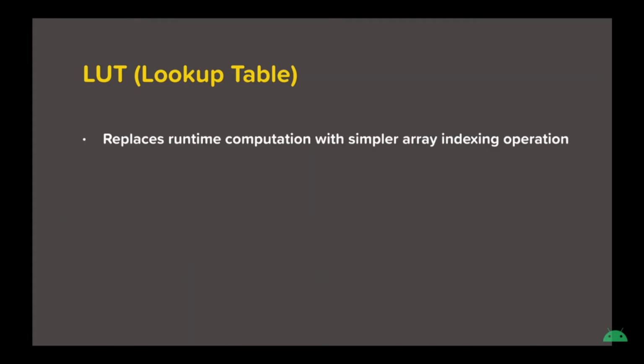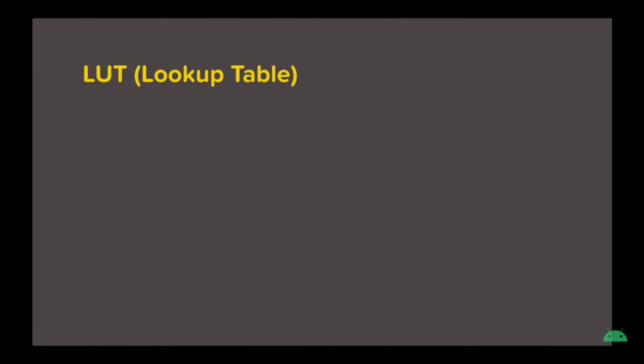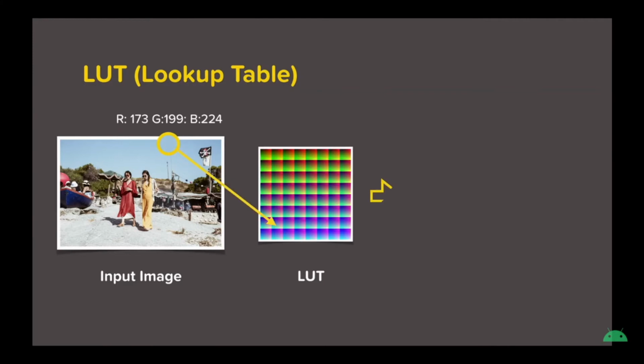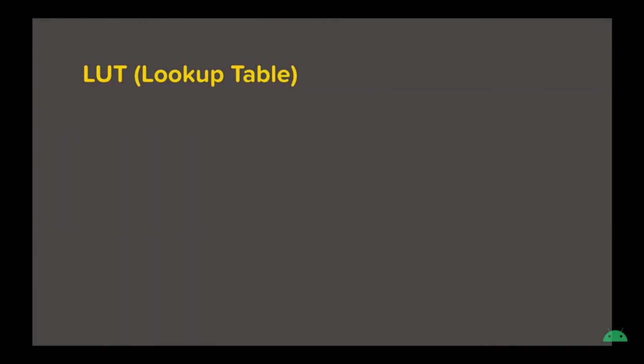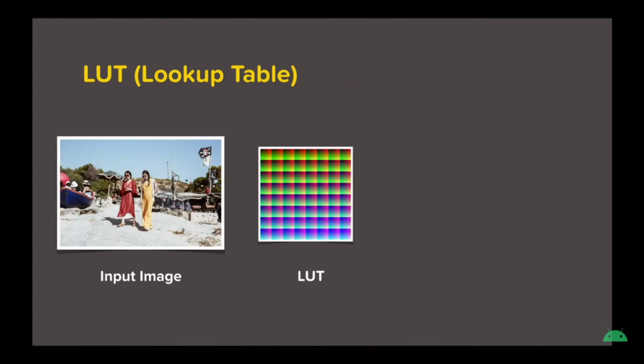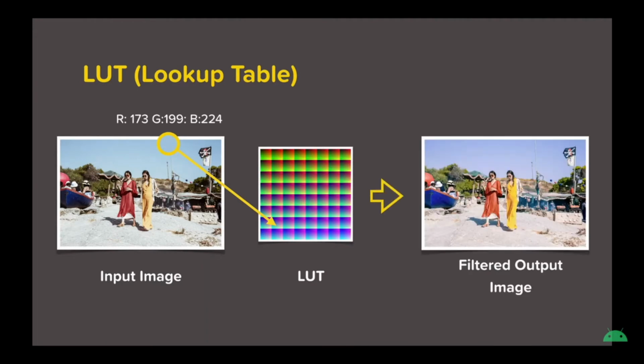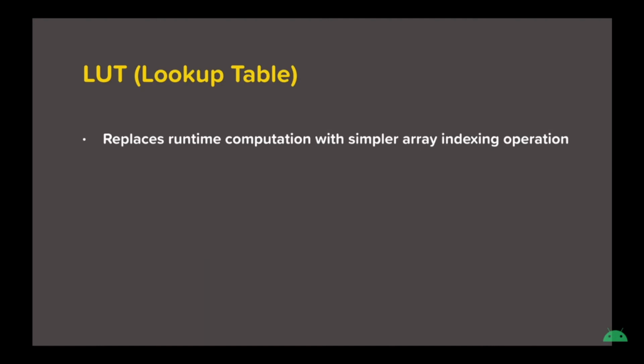So LUTs basically replace runtime computation with simpler array indexing operations. Like if we represent a particular LUT in the form of arrays, then it becomes a simple array indexing operation. We just need to look up a color. On the other hand, presets are basically at runtime we need to render a particular algorithm, so LUTs become a bit faster because we're just doing array indexing in this case.